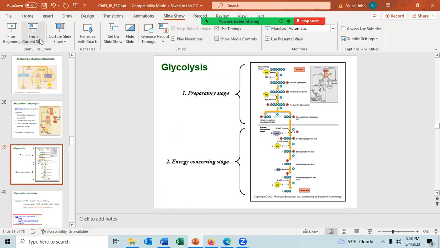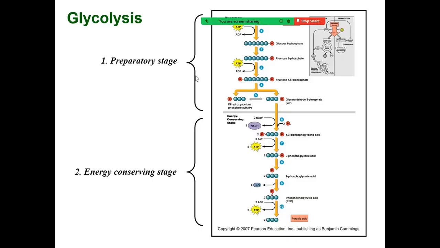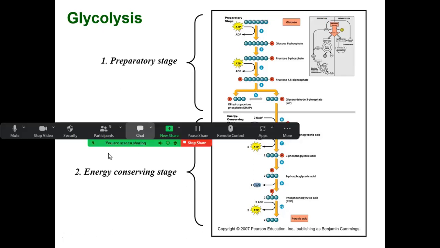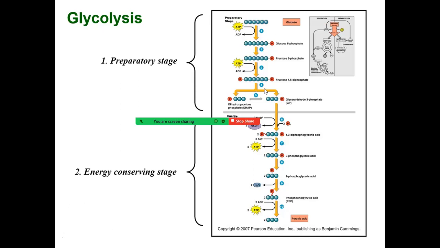Here we're looking at the steps of glycolysis. We're going to have to just start. So you start with glucose, a 6-carbon molecule. And then you go through a number of steps. You add in 2 ATP, but you get out 4 ATP. And you end up with pyruvic acid.